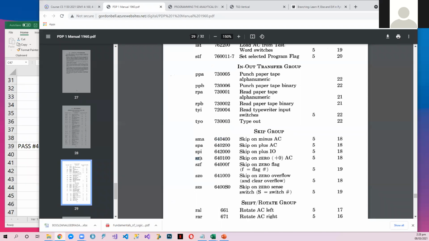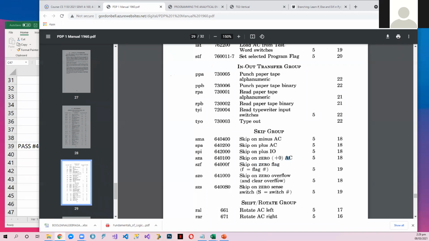In the IBM PC, they have JZ, jump if 0. Okay? Including positive, no? Skip on 0 flag. If there's the flag, it's a flag register, no? Is 0. It's different, no? The 0 flag is different from the AC because there's another register which stores the 0 flag.